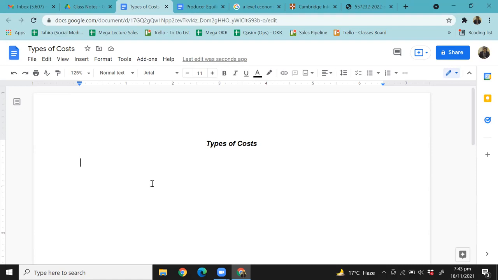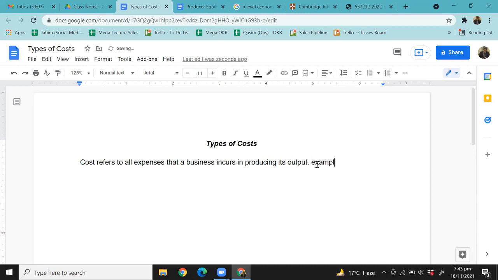Now, this being said, let's get started. So first, obviously a definition. Cost refers to expenses that a business incurs in producing its output. So what is the business cost? The business cost includes all the different types of expenditure that a business makes towards producing its products.